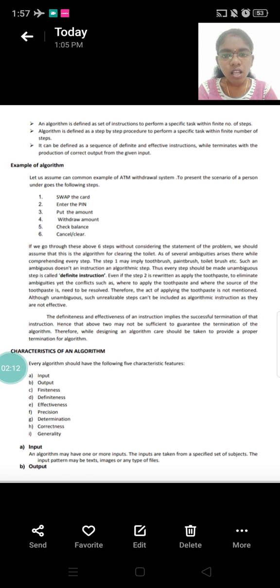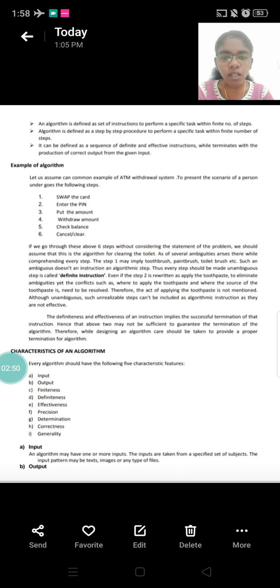Let us take a common example of an ATM withdrawal system to present the scenario of a person undergoing the following steps. First one is swipe the card, second one enter the PIN, third one is put the amount, fourth one is withdraw the amount, fifth one is check the balance, and sixth one is cancel or clear. If we go through these six steps without considering the statement of the problem, we might assume that this is the algorithm for cleaning the toilet, as several ambiguities exist in comprehending every step.